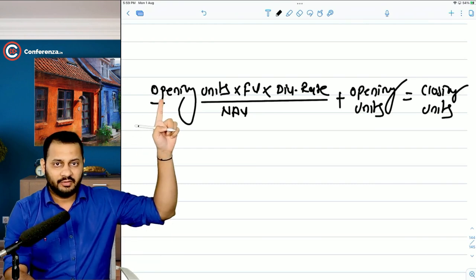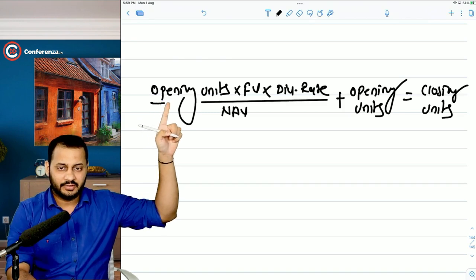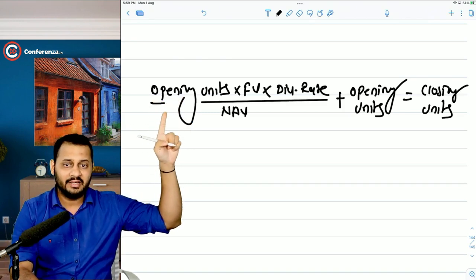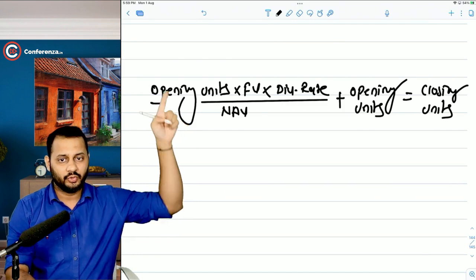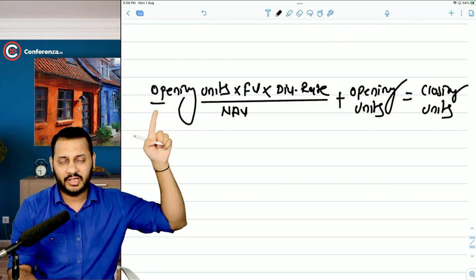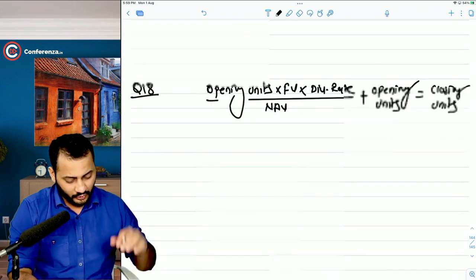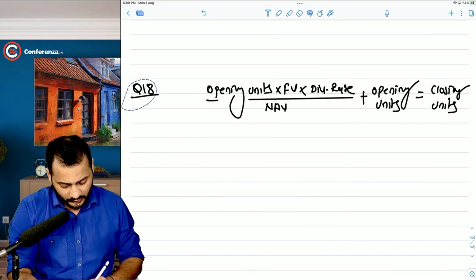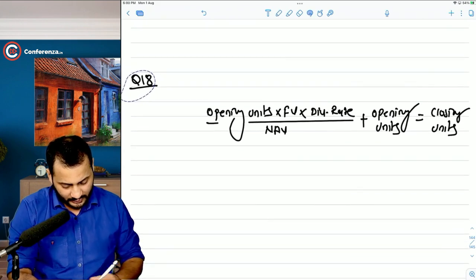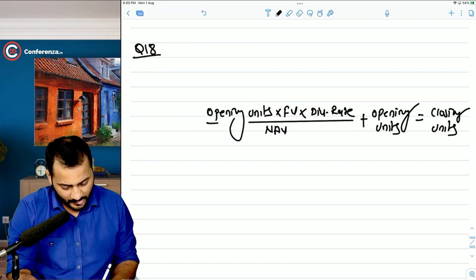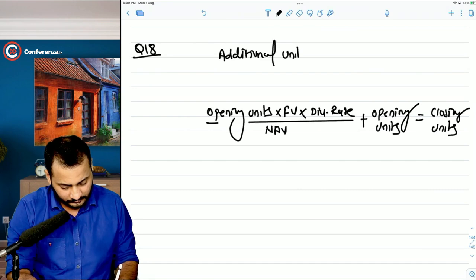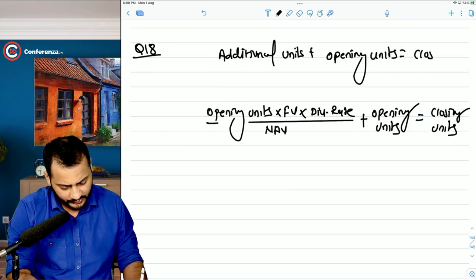Opening units multiplied by face value multiplied by dividend rate will be the total dividend received and invested back at that NAV, and this entire figure will give you the additional units. Additional units plus opening units is equal to closing units. If you want to go one step back, we can simply write that additional units plus opening units is equal to closing units.